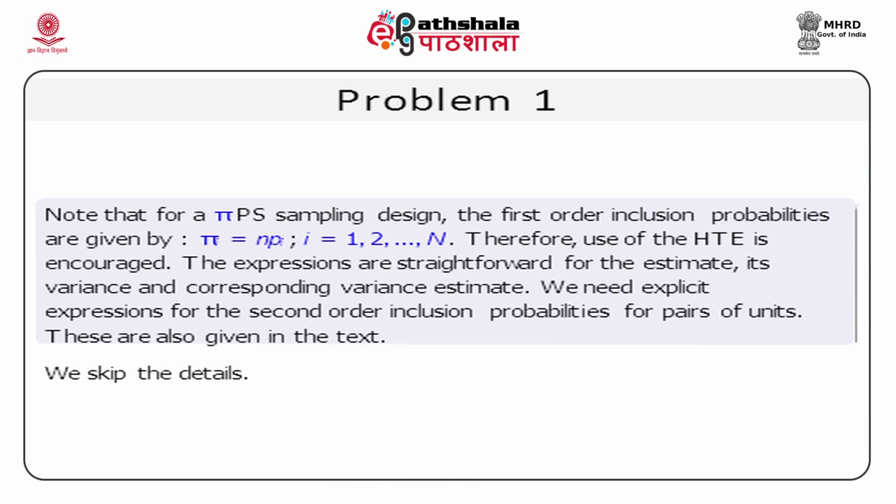For a pi-PS sampling design, the first order inclusion probabilities, the very name pi-PS suggests that pi_i is proportional to p_i, therefore pi_i is n times p_i. The use of the Horvitz-Thompson estimator is encouraged, because you know how the pi_i value is coming. All that you need to work out is pi_ij, and that is straightforward. The expressions are straightforward for the estimator, variance and corresponding variance estimator. We need explicit expressions for second order inclusion probabilities as well, but these are given in the text. So, there is nothing difficult about the whole exercise here.